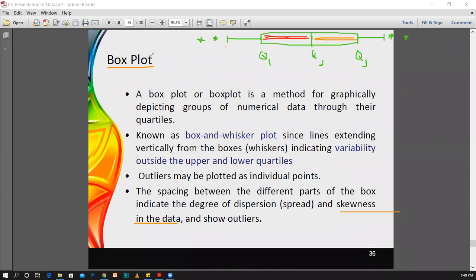Therefore, this is all that we are discussing for the presentation of data. But there are so many other methods that we can identify as the presentation of data.